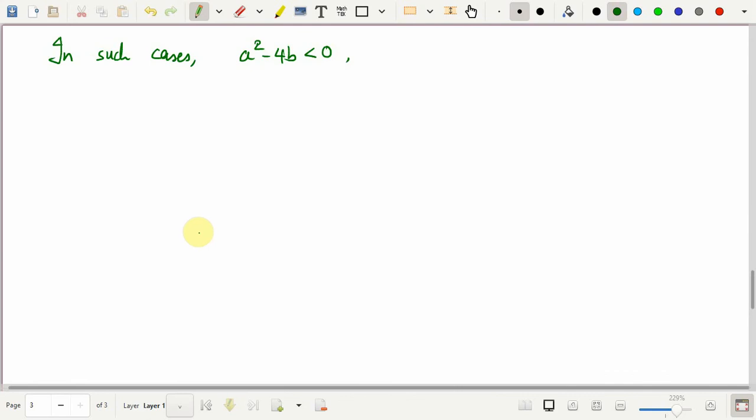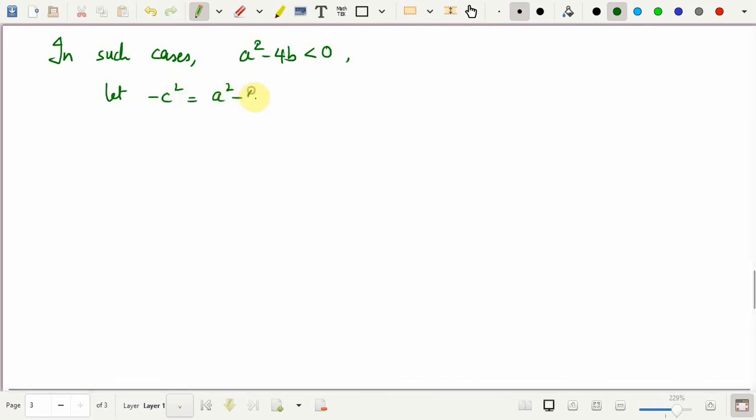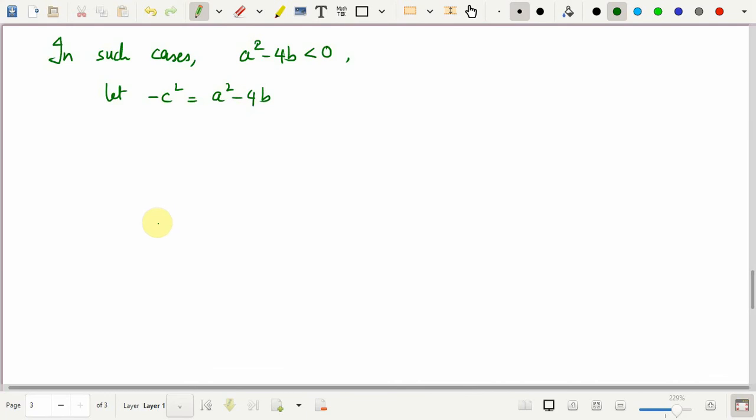And so what happens is that when a square minus 4b is negative, inside the root you get a negative sign, which forces us to introduce the notation of iota or the imaginary unit. So in this case, I'll call minus c square as this a square minus 4b. Minus c square is for my convenience, because this c square is positive, so that a square minus 4b becomes a negative term. C square is always positive for any c in the real numbers.